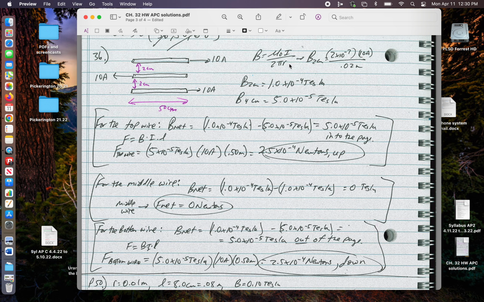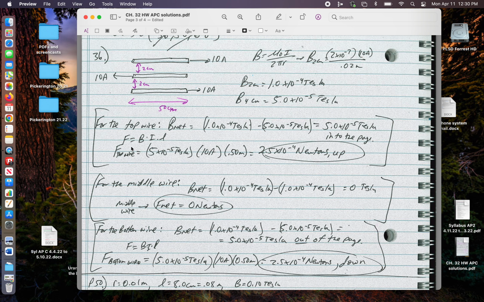So I use this version of the Biot-Savart law to figure out the field strength at 2 and 4 centimeters, which is 1 times 10 to the negative 4th Tesla or 5 times 10 to the negative 5th Tesla. So for the top wire, the net field is going to be, this is at the top wire, the middle wire will cause a field to be going into the page. The bottom wire will cause a field to be going out of the page, so I subtract those. So the net field is 5 times 10 to the negative 5th Tesla out of the page.